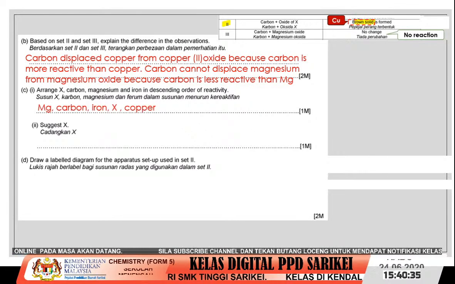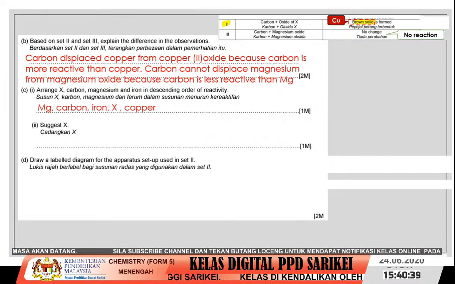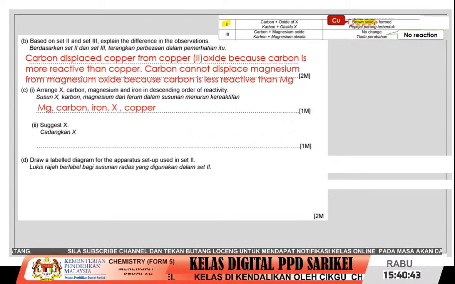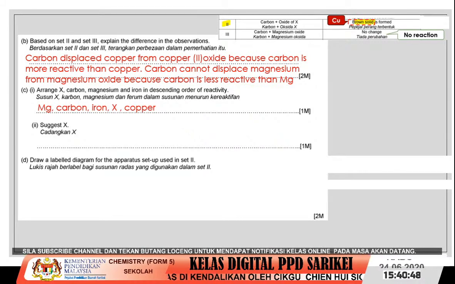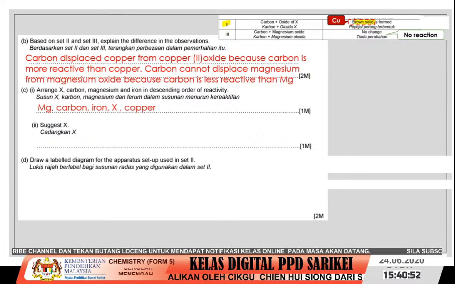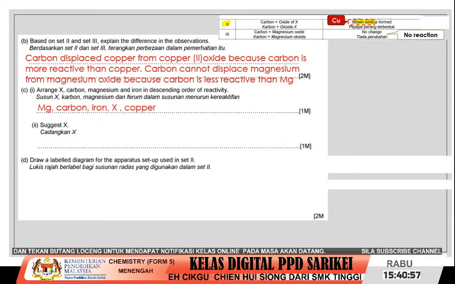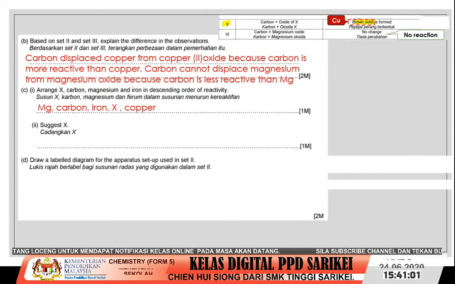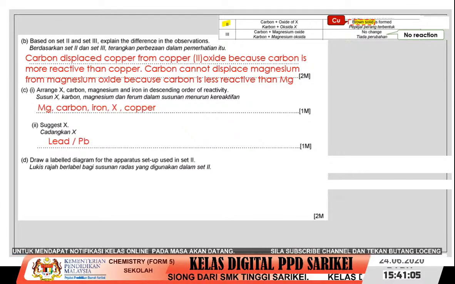So this is the arrangement of metals in descending order. Magnesium is the most reactive metal, followed by carbon, iron, metal X and copper. Suggest metal X. Metal X is a metal that's located in between iron and copper. So it should be lead.